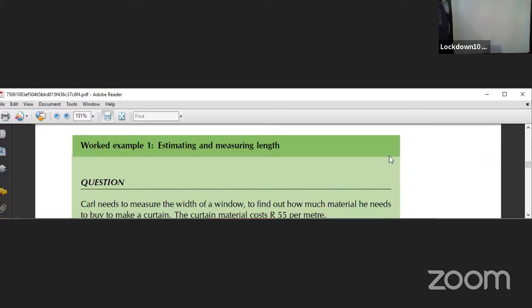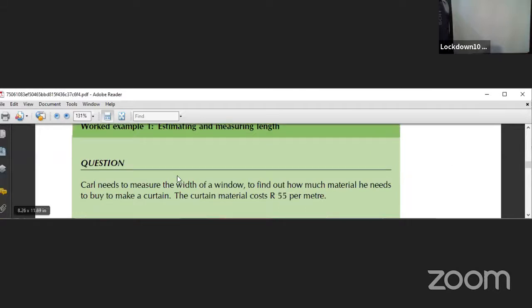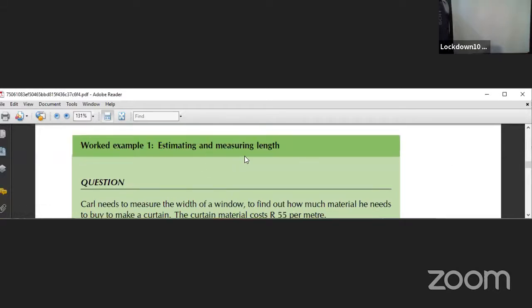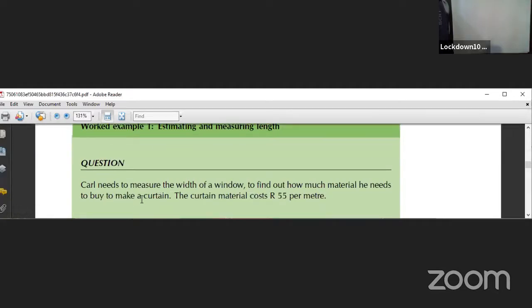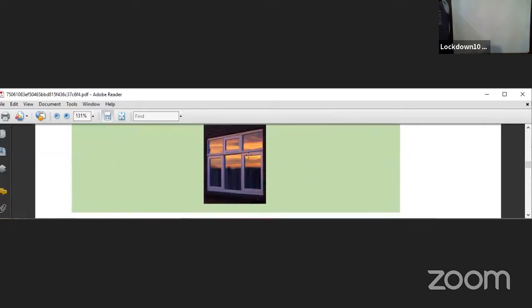So I have here a question on estimating and measuring land. It says Cow needs to measure the width of a window to find out how much material he needs to buy to make the curtain. The curtain material costs 55 rand. So this is the window that he is supposed to cover with the curtain. So this is what we're going to do. Okay.